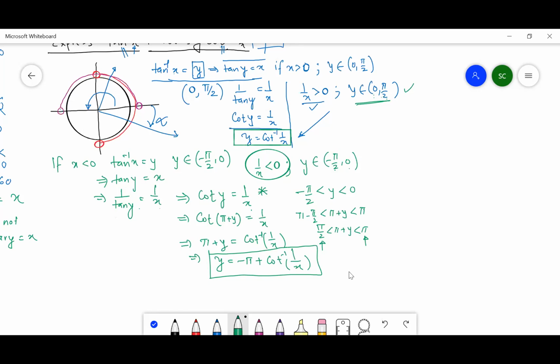Algebra is relatively easy because in algebra you only need to handle inequalities and properties of trigonometry, that these two ratios are the same. This is in the required zone, and then you flip and get the desired result. Hope you have understood.